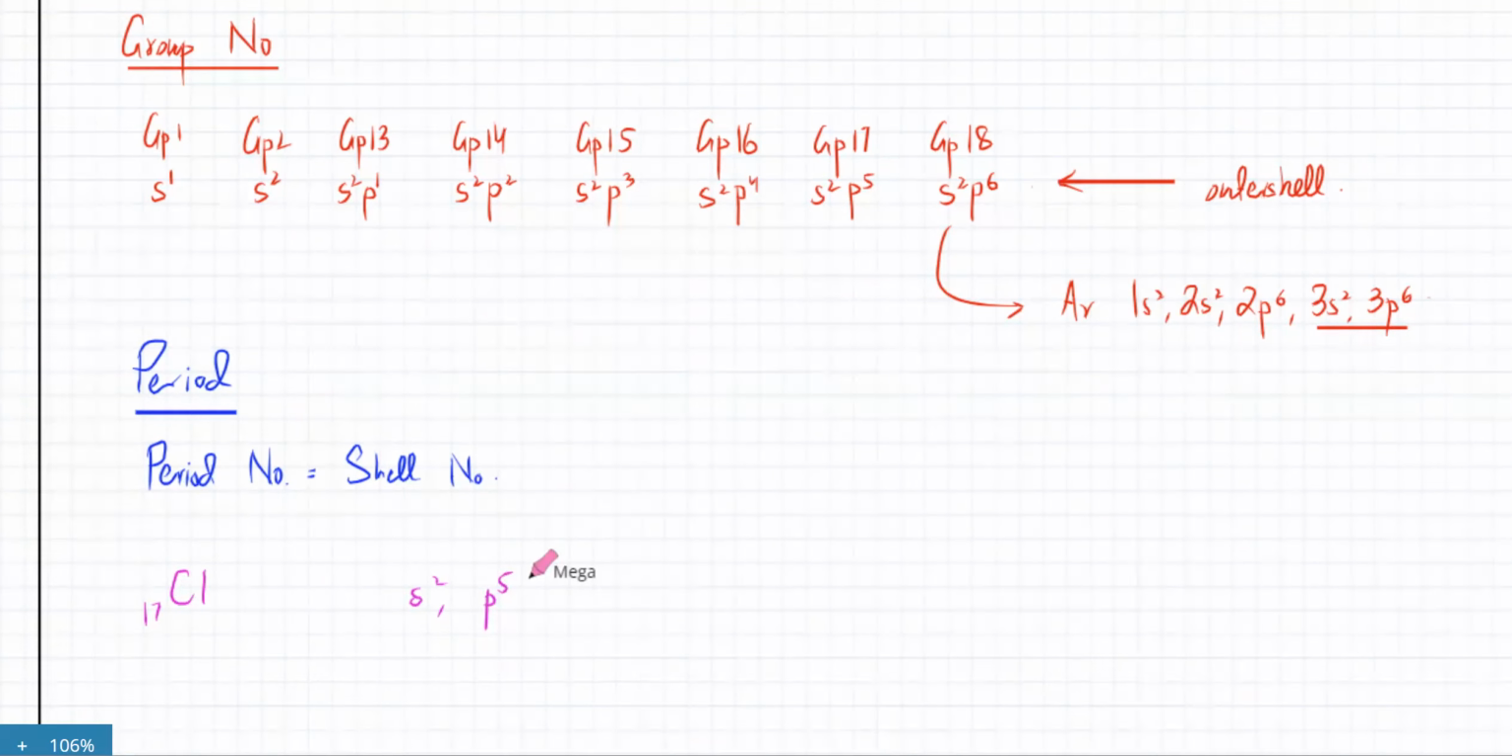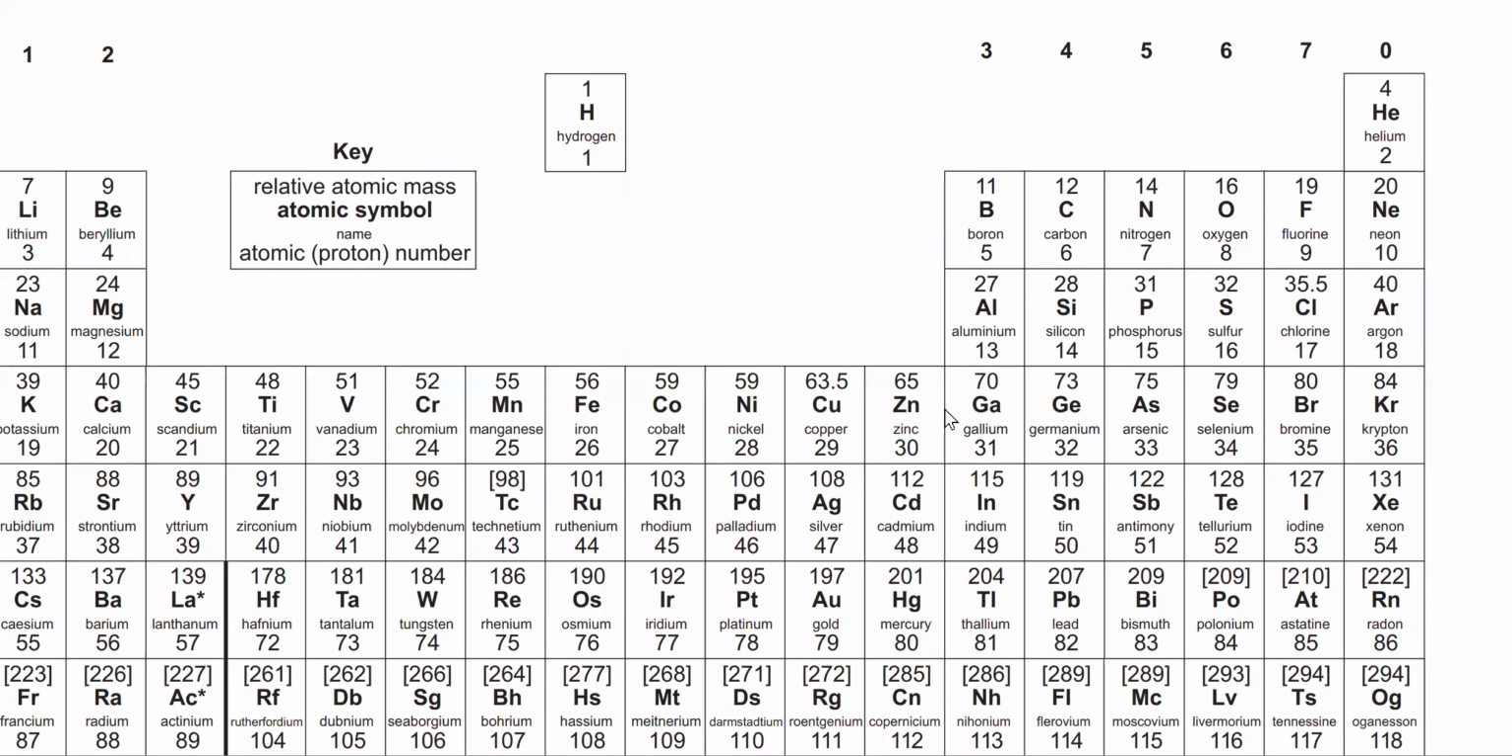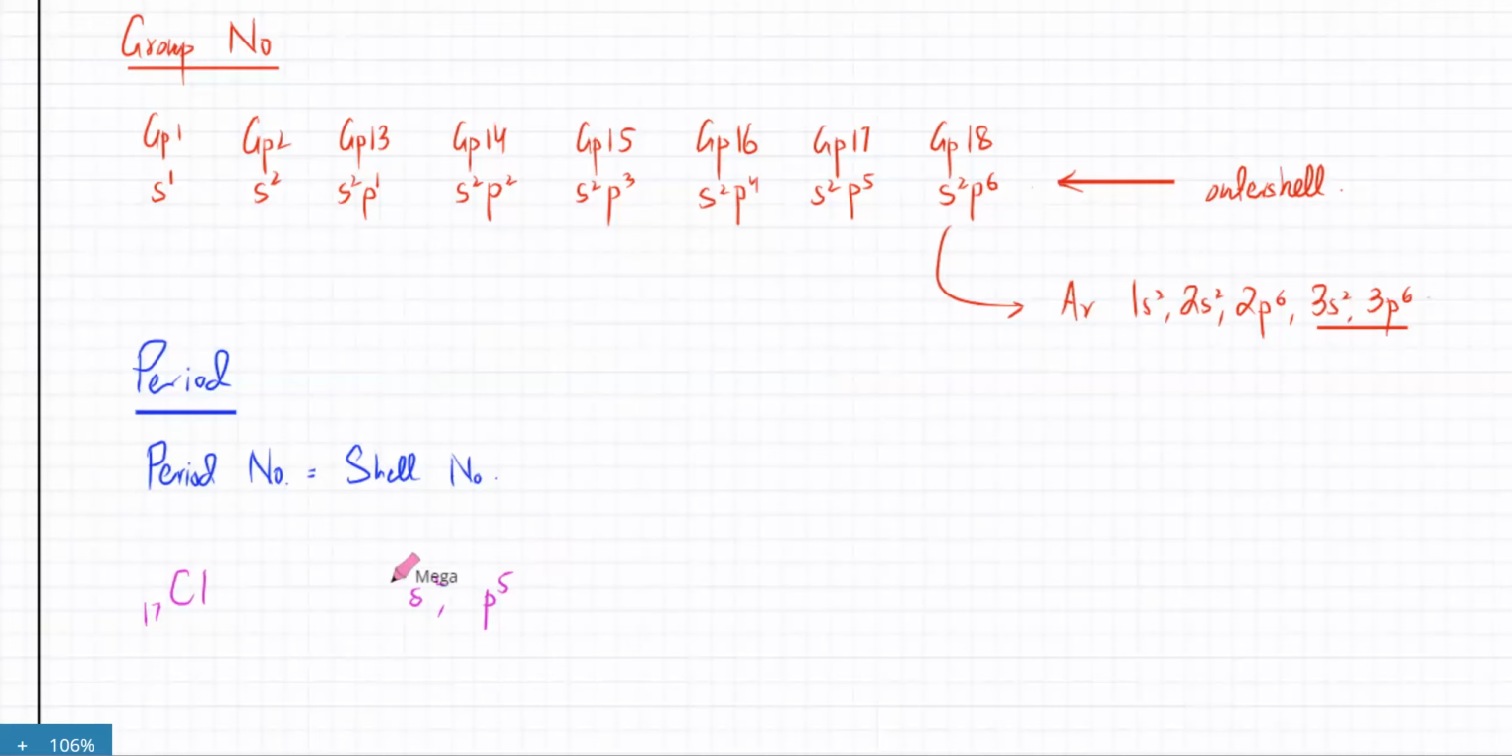What shell number would they have? Chlorine is period 3, so it's going to be 3s2 and 3p5, right? Now this electronic configuration looks incomplete. Although we are only interested in the outer shell, it's obviously incomplete because you haven't written anything else. What about the inner shells?